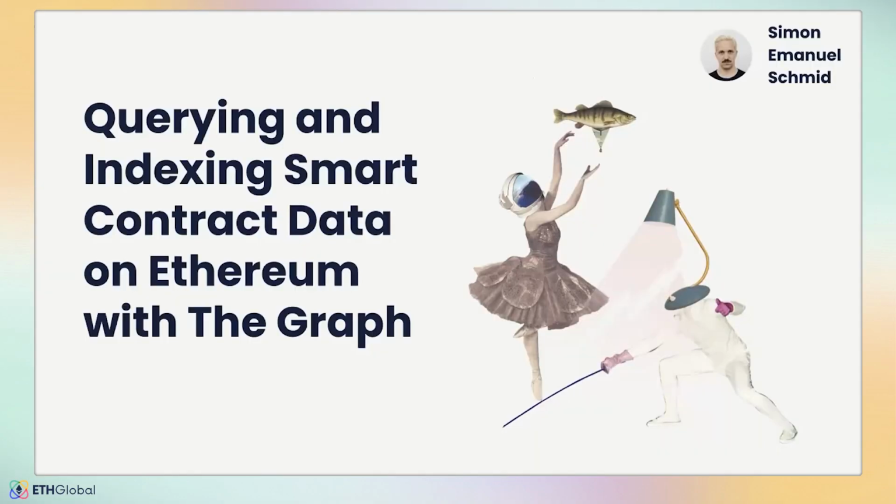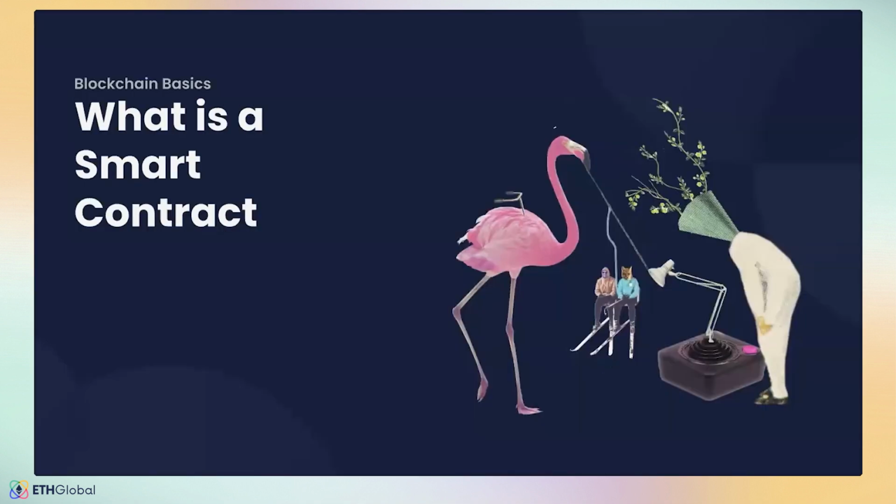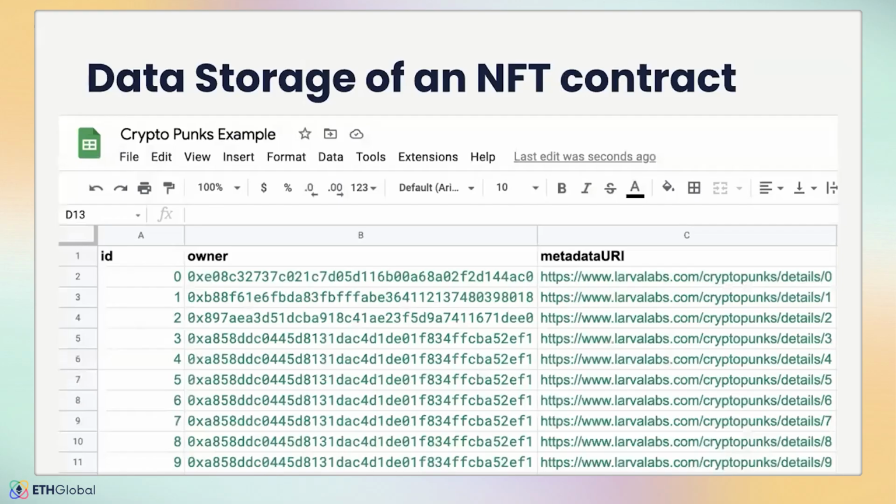So, querying and indexing smart contract data on Ethereum with The Graph. I start here really with the basics. That is, what is actually a smart contract anyway? And I have an interesting example.